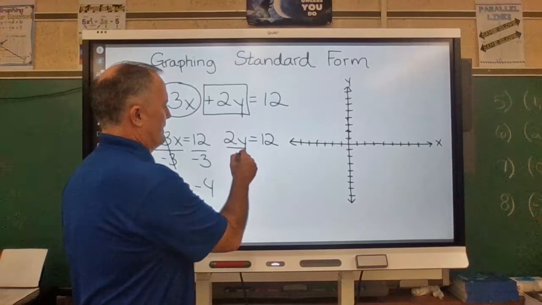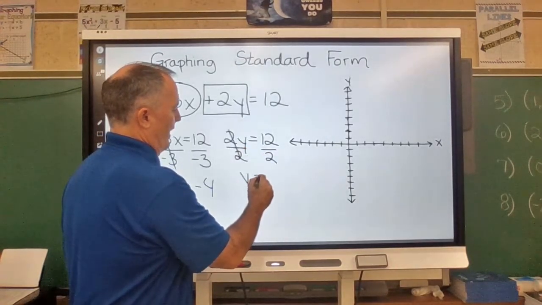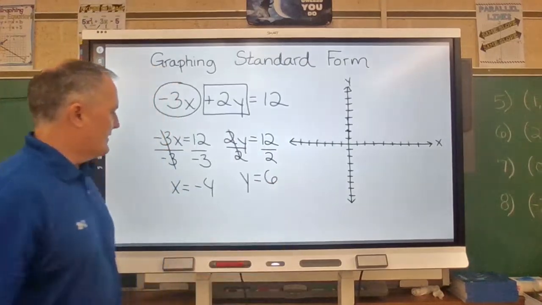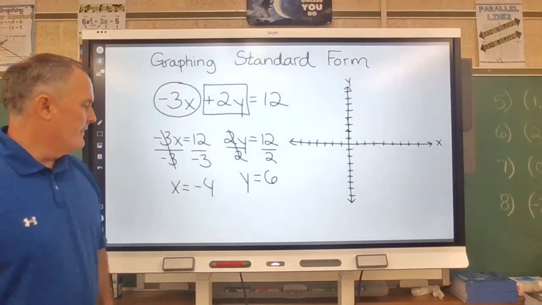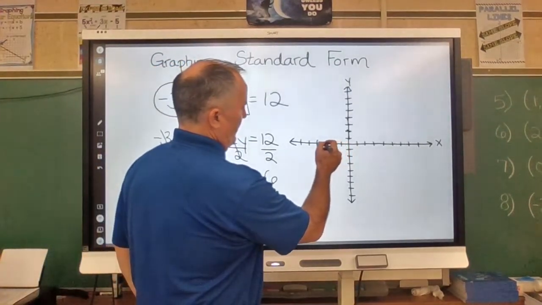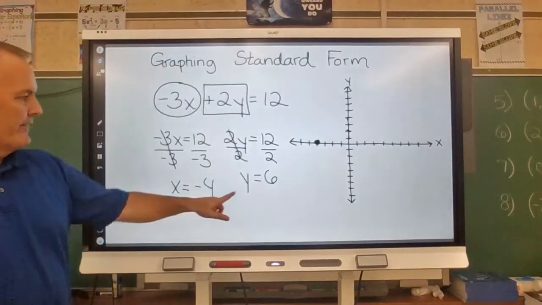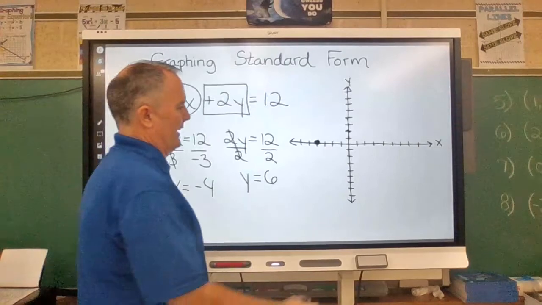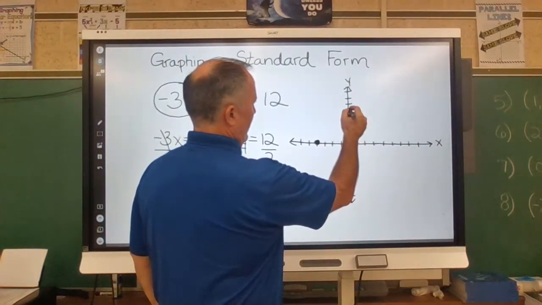Over here, divide both sides by 2 to free up that y all by itself, and y is 6. So I got my x-intercept, I got my y-intercept. So my x-intercept is negative 4, 1, 2, 3, 4, on the x-axis. Y is 6 on the y-axis. 1, 2, 3, 4, 5, 6.